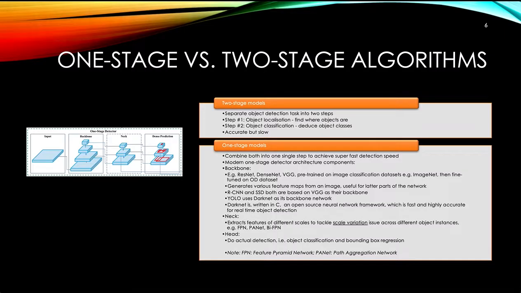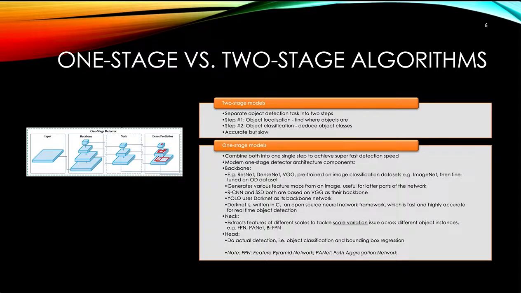As said, an object detector solves two tasks: object localization and object classification. That is, what objects are where. Two-stage models separate these tasks into two steps to solve. It's accurate but very slow, whereas one-stage models combine both into one single step to achieve super-fast detection speed.